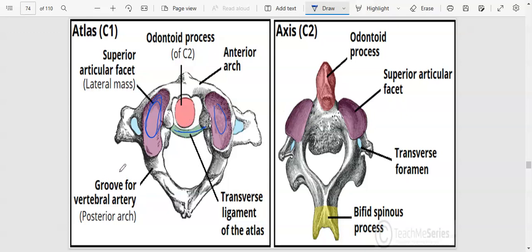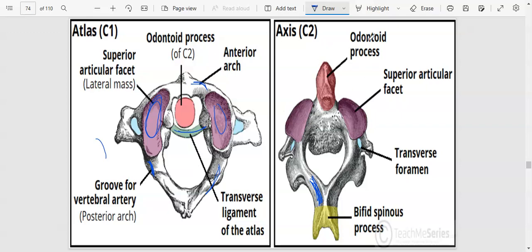Okay. So we also have the groove for the vertebral artery. A groove is just a little bit of space which is left where something can pass. So that means there is a bit of space that is left where arteries are able to pass. So you find the space in the bone where arteries can pass. You also have the anterior arc. This is the anterior arc. This is going to be the posterior arc, right?